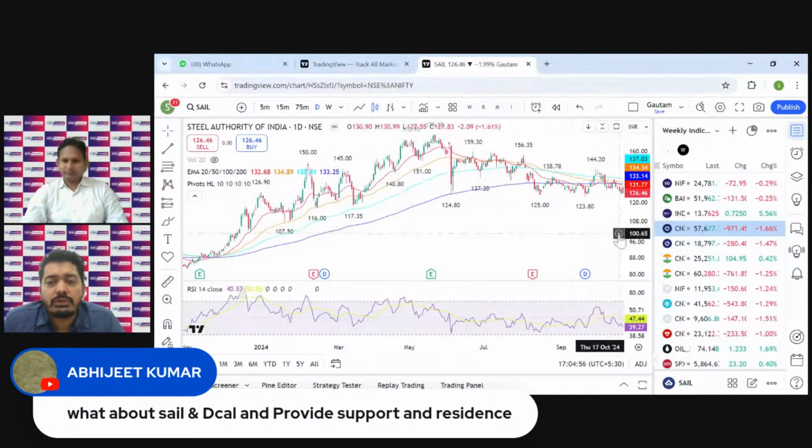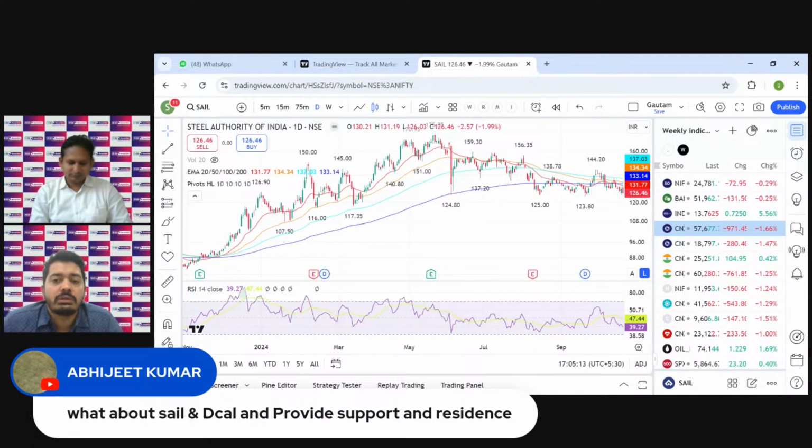So SAIL, if you see, is in line with a bit of a sell-off which we are seeing in the metal counters due to the rise in the dollar index. SAIL also, after hitting a swing high, its recent all-time high being closer towards 175 levels on the upside, has witnessed a correction from there. Currently, it is trading close to 126 levels and trading below its short-term and medium-term averages. The 200-day average is at 133 levels, and currently the counter is trading at 126.